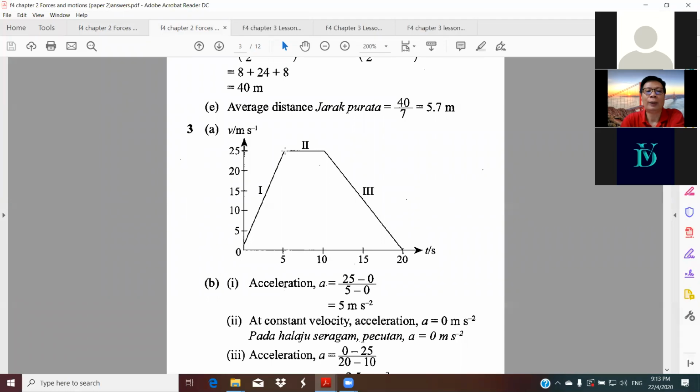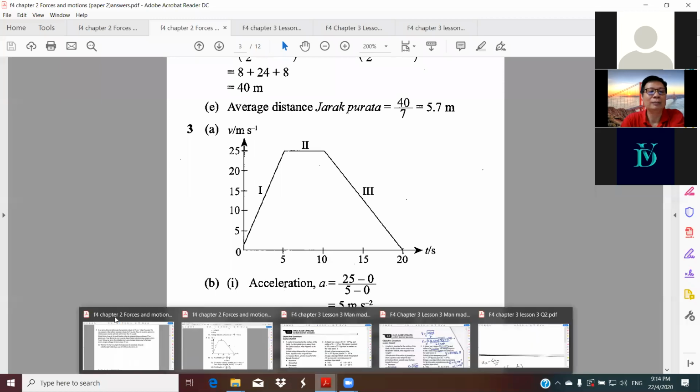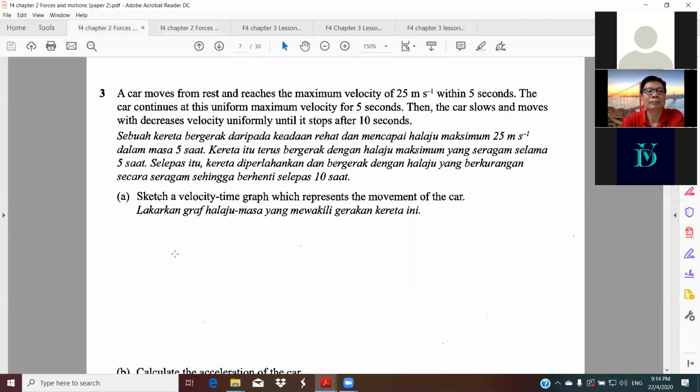After that, travel another 5 seconds at constant velocity 25. Then after that, slow down in 10 seconds, from 10 go to 20. So you go down, the velocity decreases uniformly until here. From here, you take 10 seconds to stop. So this is the graph, understand? Right. Should be okay. The next one.